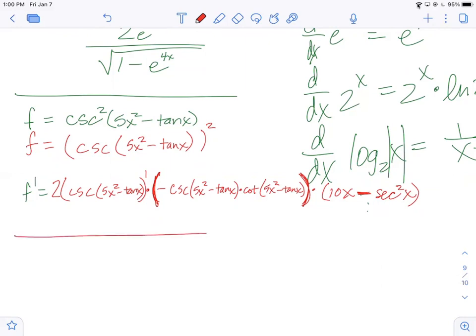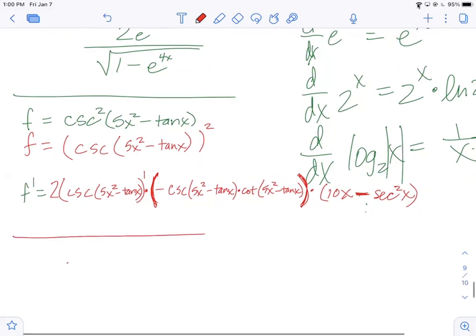All right. How about this one? y equals x to the x. y prime equals what? Not on the AP exam.